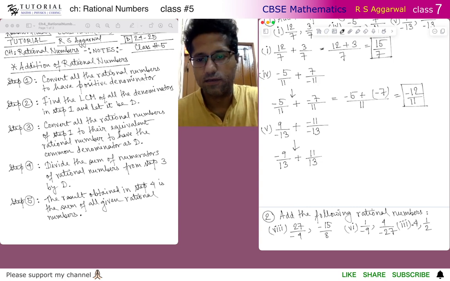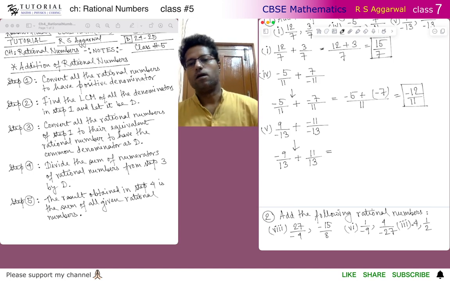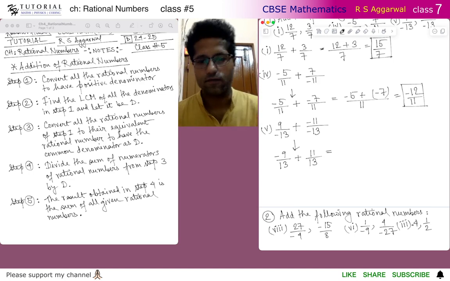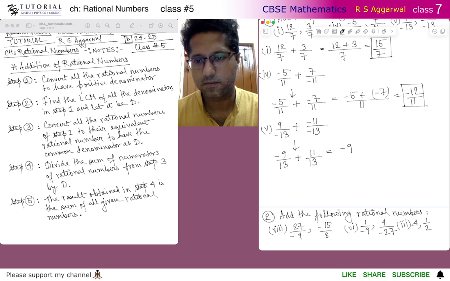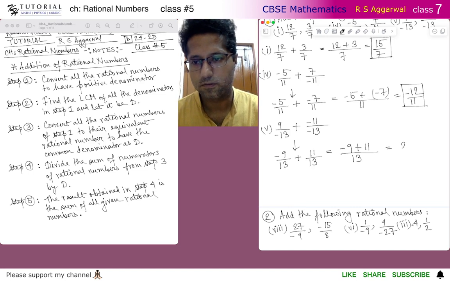And now we see that the denominators are same. We skip directly to step 5 and we add the numerators and divide by the common denominator. So this becomes 2 upon 13.